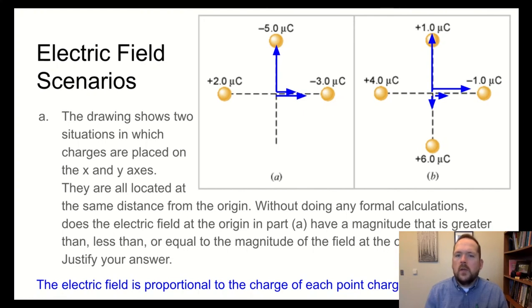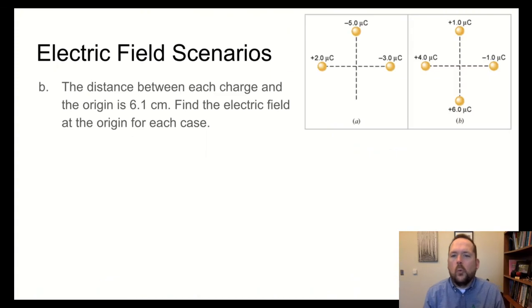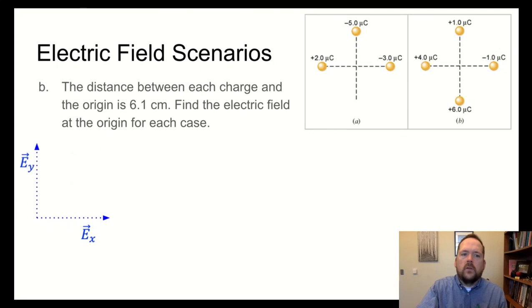What does that mean? It means actually that both of these scenarios have the exact same size electric field at the center, which again greatly simplifies the calculations, because if we calculate for one, it will be for the other. And in fact, we only really have to calculate one thing here, I guess you could argue. I got an electric field in the x direction, I got an electric field in the y direction. I'm trying to find the net electric field.